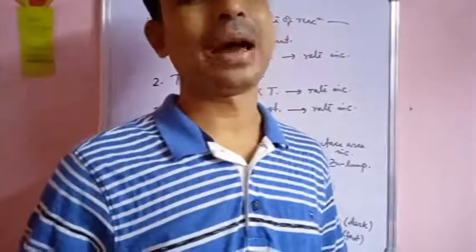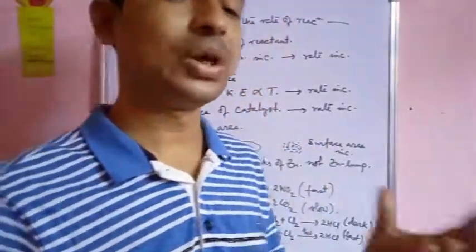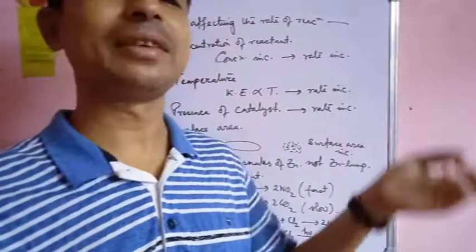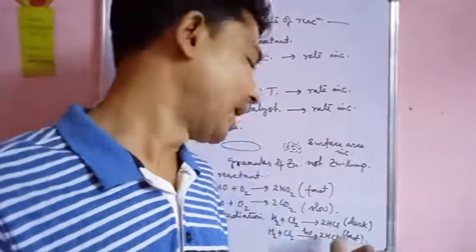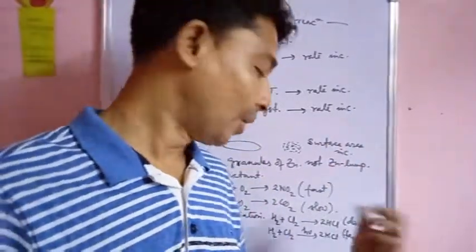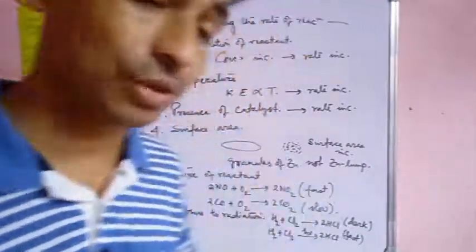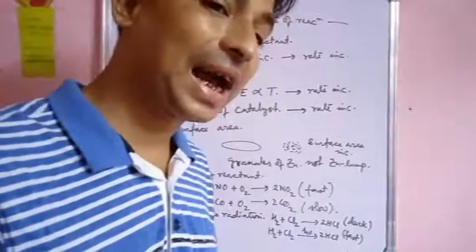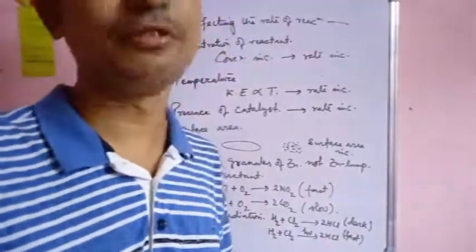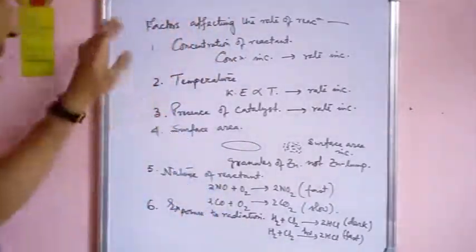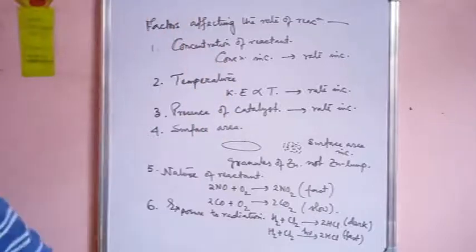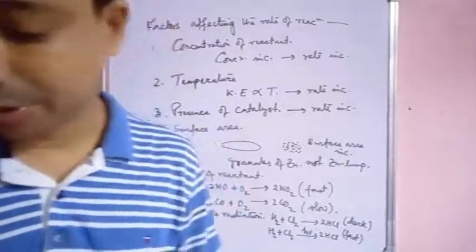So the same hydrogen chloride preparation, if you do it in a dark room, may take 10 to 15 days for your hydrogen chloride to form, whereas if you do this HCl formation reaction in presence of sunlight or UV light, this reaction will be fast. So these are some factors which definitely affect the rate of reaction.